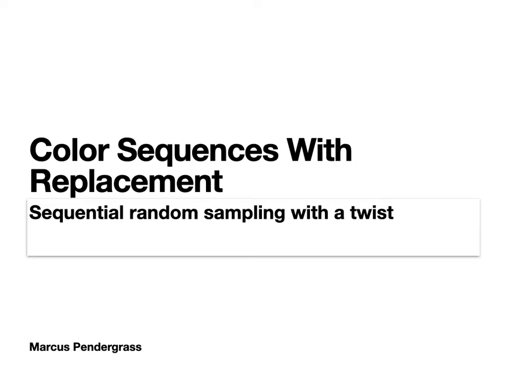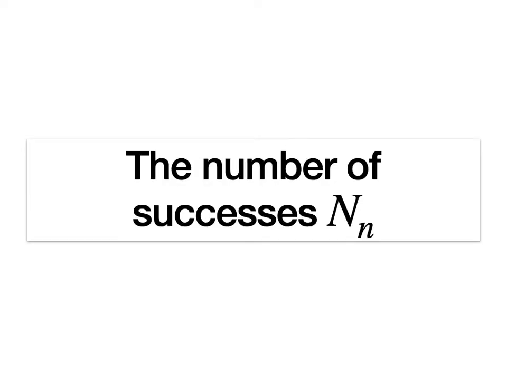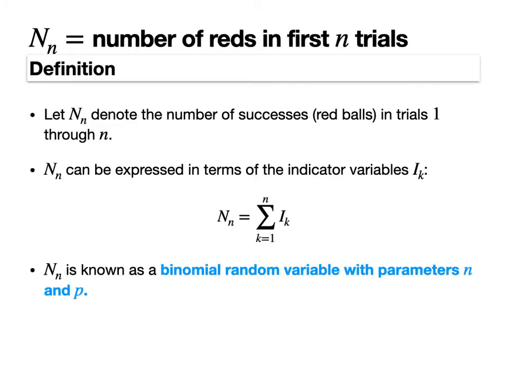We're going to talk about the number of successes. In other words, we're calling a red ball a success, just kind of arbitrarily here. And we'd like to know, in the first n trials, where little n stands for the number of trials, how many successes, how many red balls, did we draw? That number we're denoting by capital N sub little n. So capital N sub little n refers to the number of red balls drawn in the first n trials.